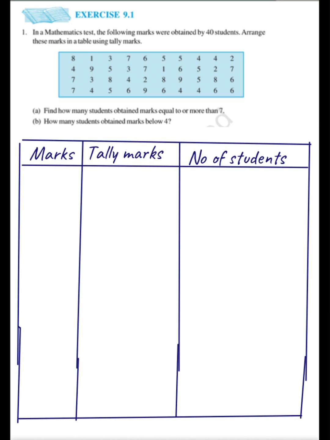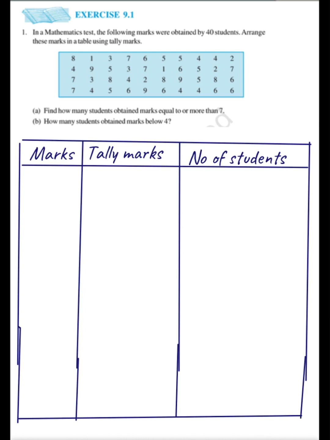Since in the question it's given marks obtained by different students, the first column of our table will be what? Marks. And we are asked to make a table using tally marks, so the second column will be tally marks. Okay. Now, what about the third column? It will be number of students, that is, number of students who got a particular mark. Okay. So now let's see the marks.